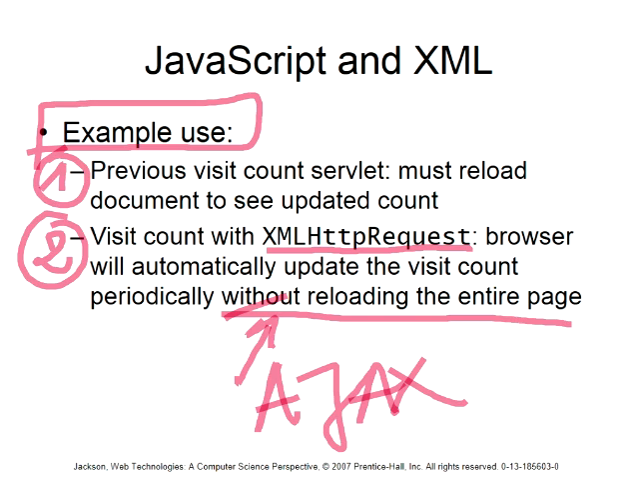So AJAX is not a technology. AJAX is not a language. AJAX is a combination of technologies. Keep in mind that AJAX is a combination of HTML, XML, CSS, JavaScript, Java DOM, and XML HTTP request.